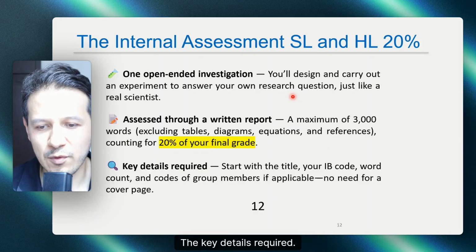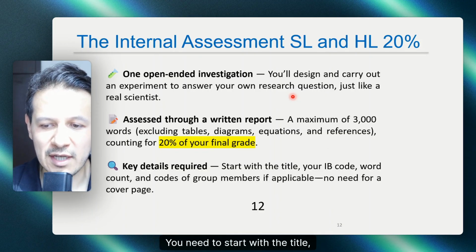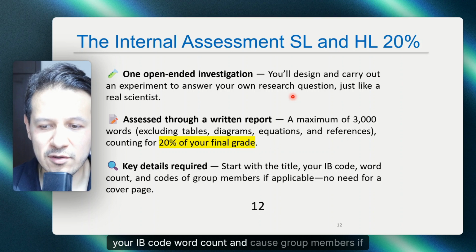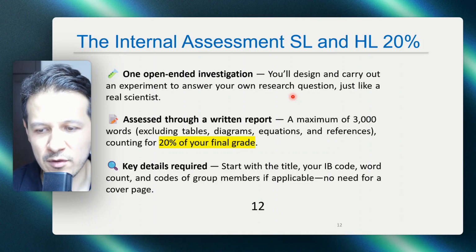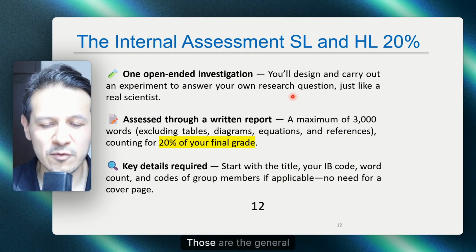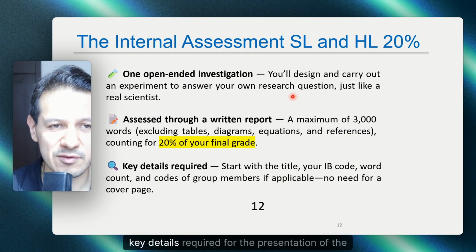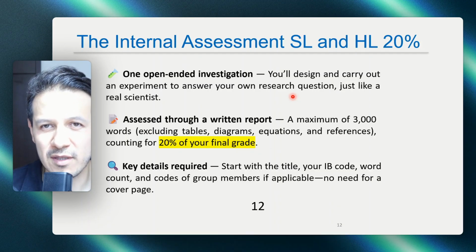The details required: you need to start with the title, your IB code, word count, and course group members if applicable. No need for a cover page. Those are the general key details required for the presentation of the first page.